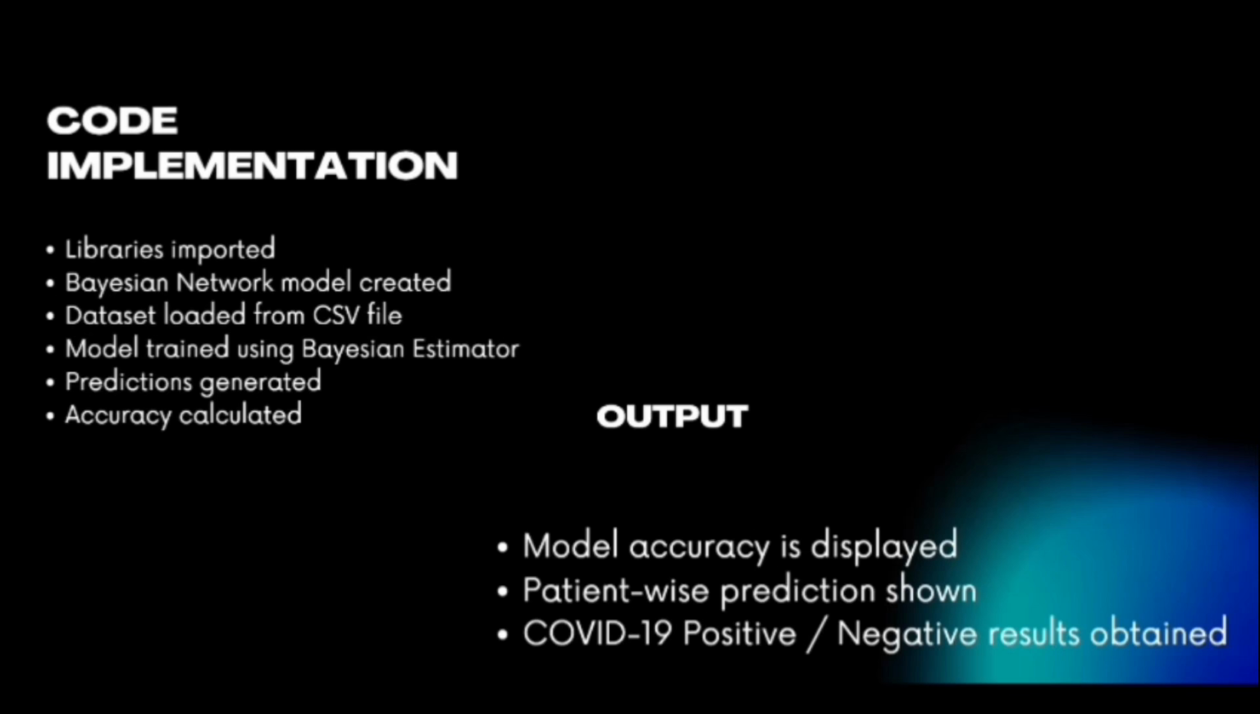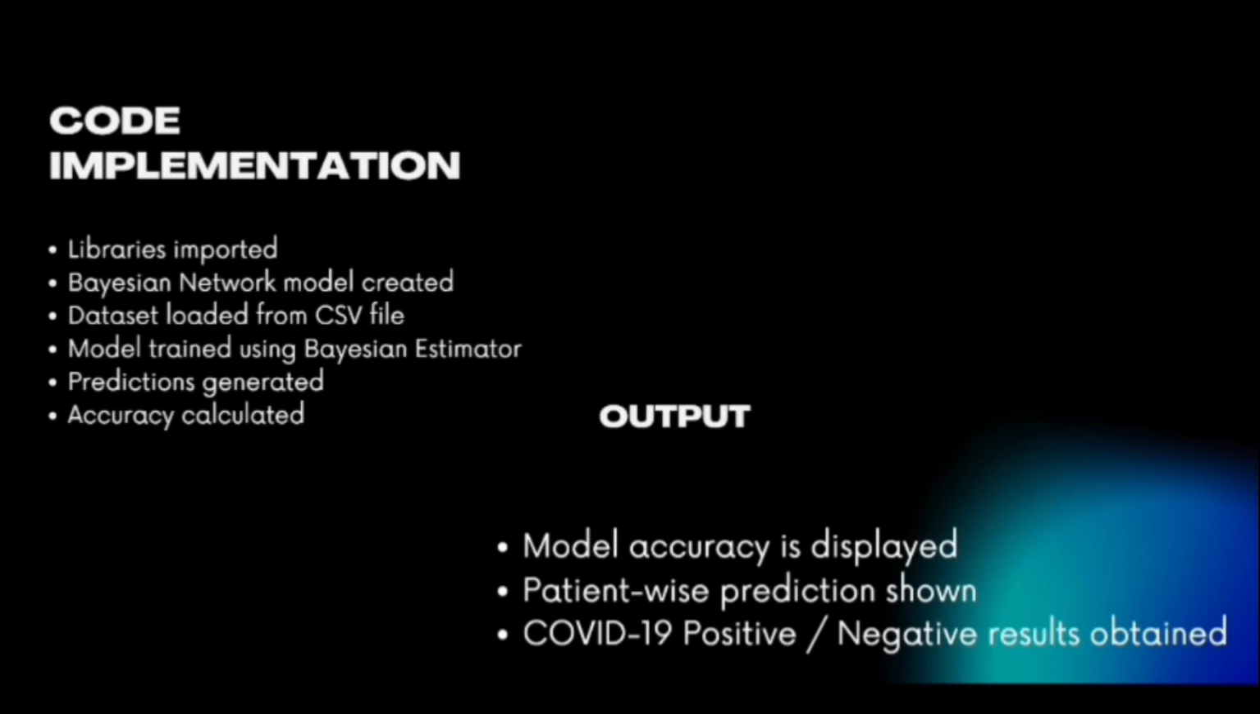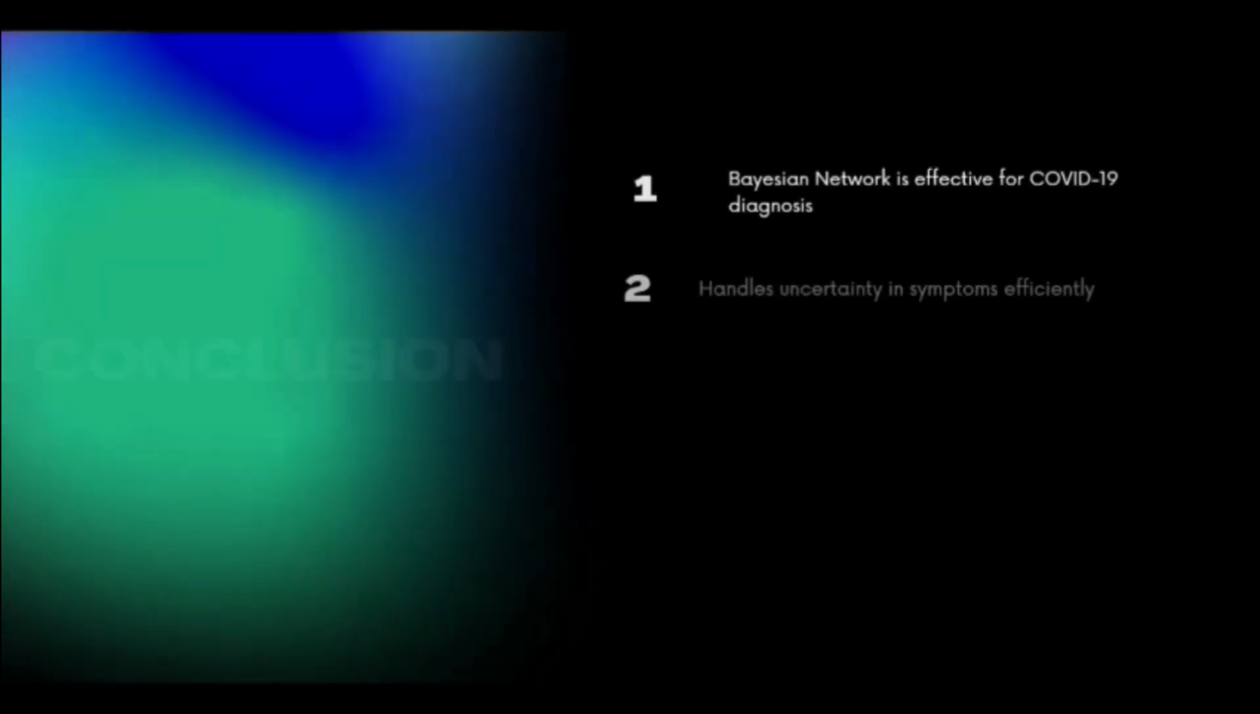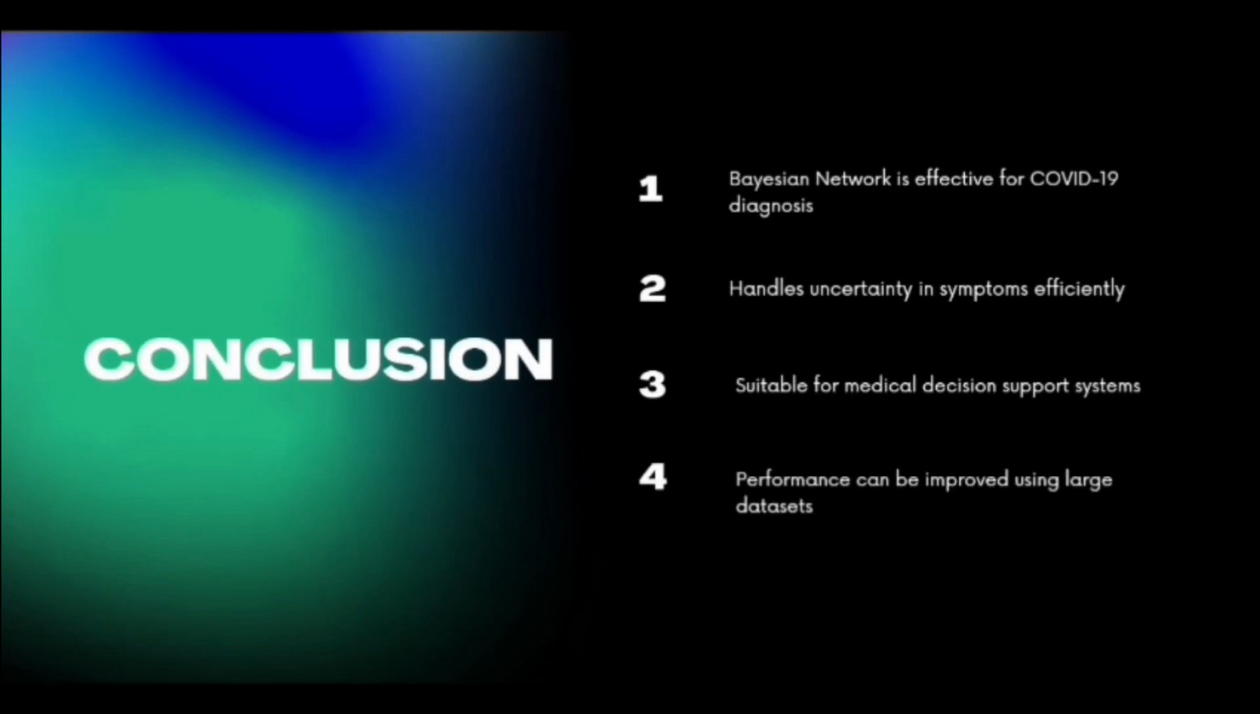Output. The overall accuracy of the model is displayed. Each patient's prediction is shown separately. The final output clearly shows COVID 19 results. Conclusion. Bayesian network is effective for COVID 19 diagnosis. It handles uncertainty in symptoms efficiently. The performance can be improved using larger datasets.